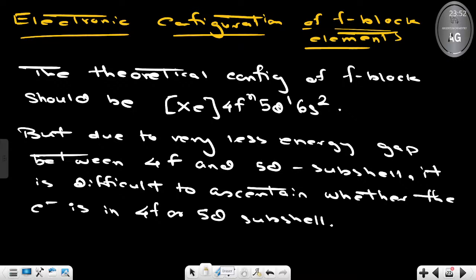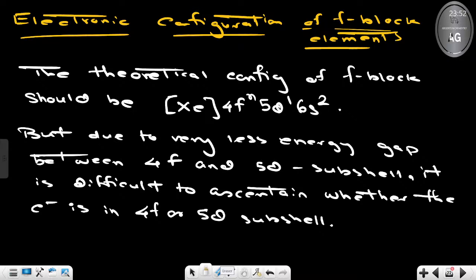Electronic configuration of F block elements. See, F block elements is actually a very complex topic to read. First of all, the entire actinoid series is radioactive, and in lanthanoids you have one element, promethium, and other than that all are non-radioactive. Other than that, the size is also very huge, so it is difficult to actually study.